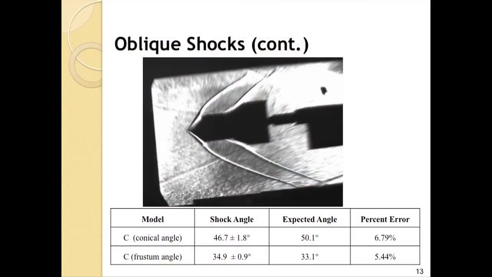And this is the third oblique shock model that we tested. As predicted, it formed 2 shock waves, one at the top vertex and one at the frustum portion of it. And what's different about these shock waves is that they don't come completely flat off of the vertex. What happens is there's something called expansion fans that form.